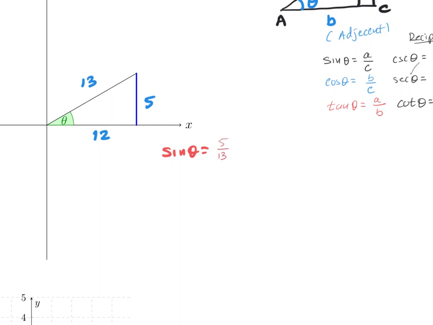The hypotenuse is 13, and that's it. So it's as basic as that. So 5 opposite hypotenuse, which means right away that you know what cosecant is. So cosecant will be just 13 over 5, which is the reciprocal.